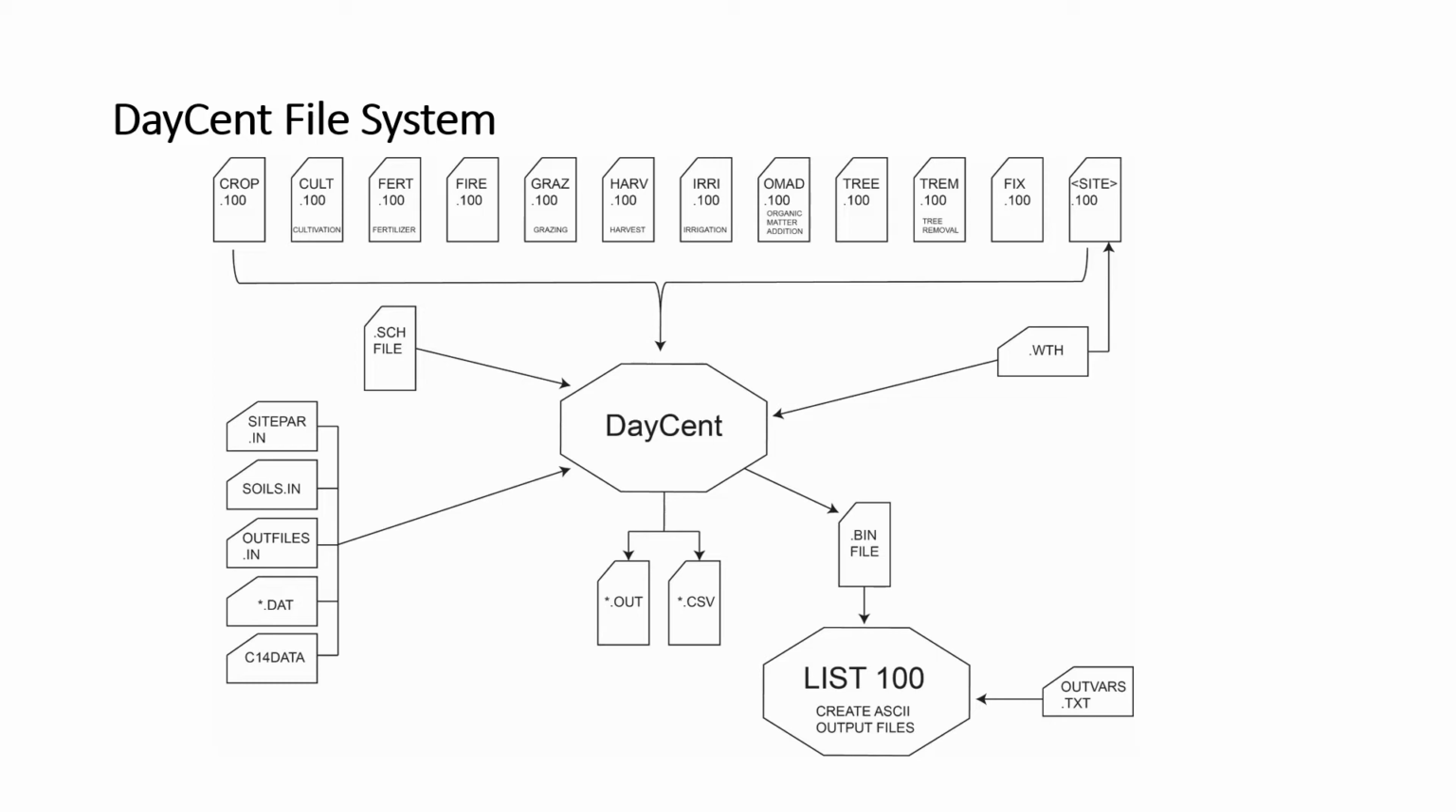The Century or the DayCent model is an executable program. It has input files and output files. So all the arrows going into the DayCent model are meant to be input files. All the arrows coming out are its output files.